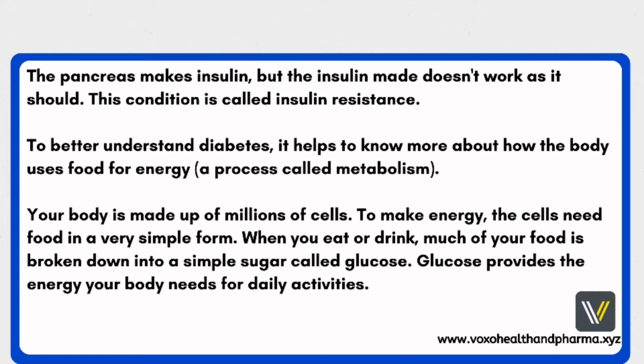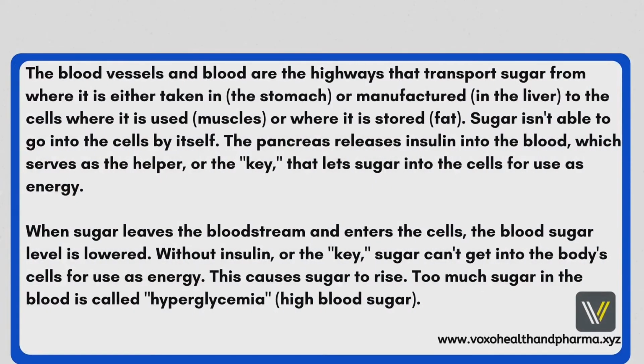To better understand diabetes, it helps to know more about how the body uses food for energy, a process called metabolism. Your body is made up of millions of cells. To make energy, the cells need food in a very simple form. When you eat or drink, much of your food is broken down into a simple sugar called glucose. Glucose provides the energy your body needs for daily activities. The blood vessels and blood are the highways that transport sugar from where it is either taken in, the stomach, or manufactured, the liver, to the cells where it is used, muscles, or where it is stored, fat.